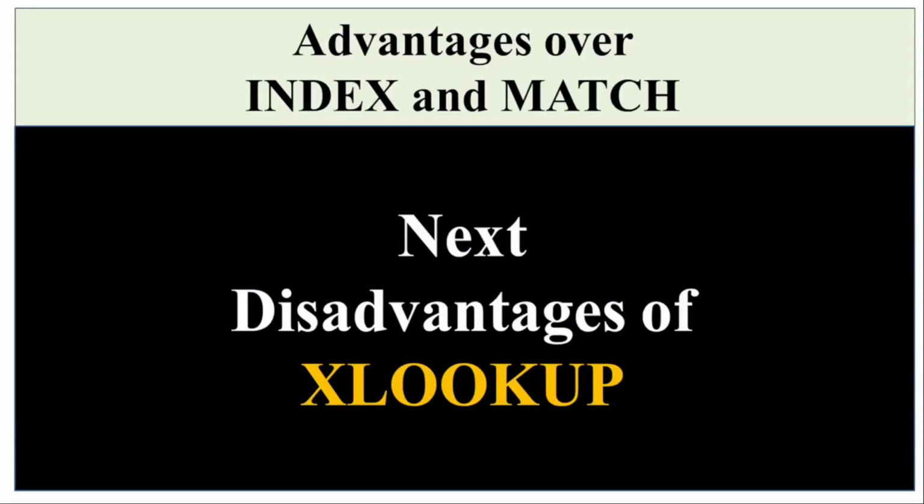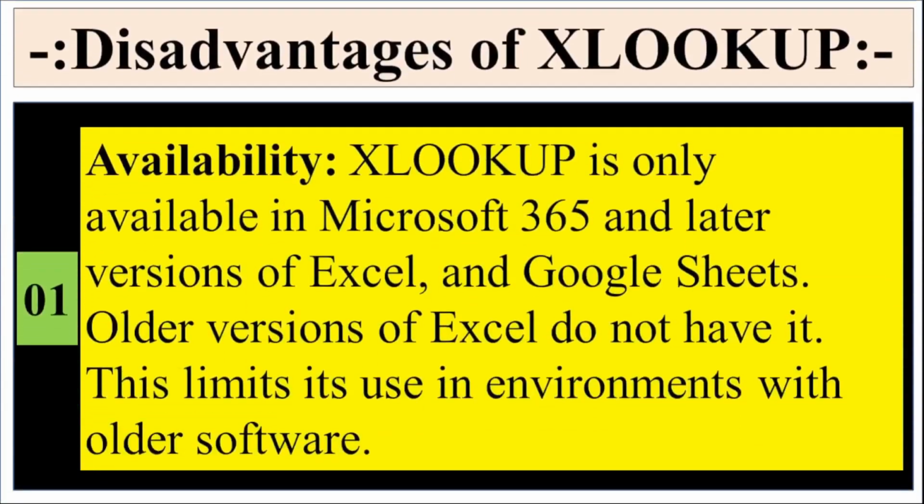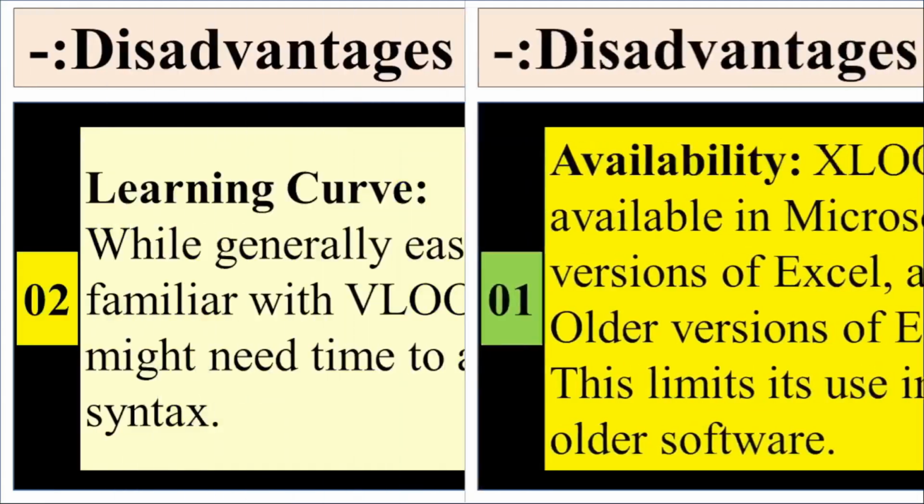Next, disadvantages of XLOOKUP. Disadvantage number 1, availability. XLOOKUP is only available in Microsoft 365 and later versions of Excel and Google Sheets. Older versions of Excel do not have it. This limits its use in environments with older software.